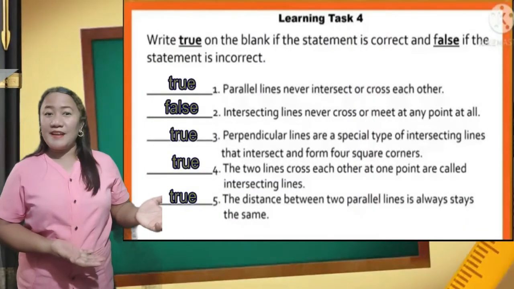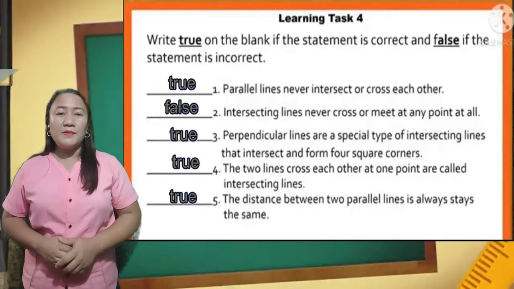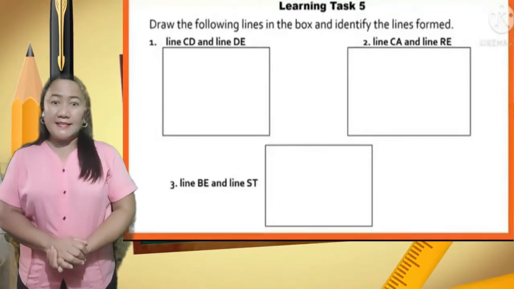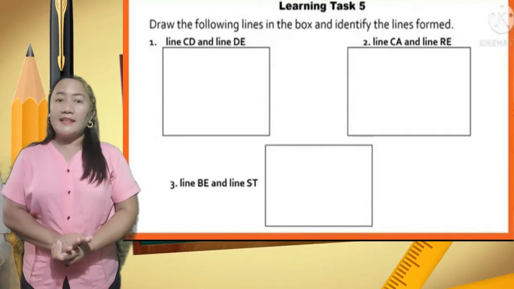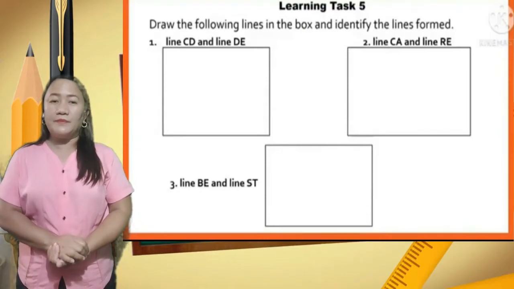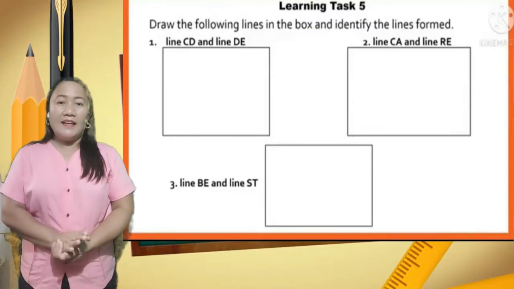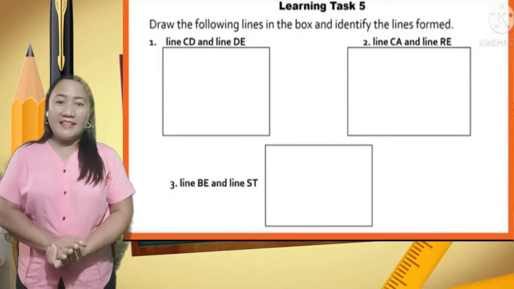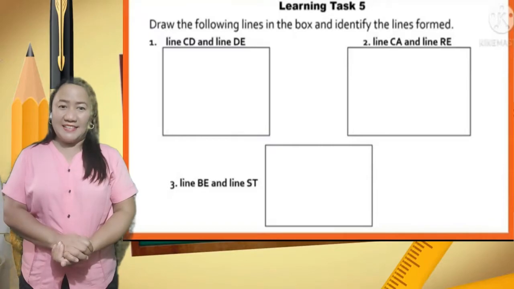Here again are the correct answers. If you again got the perfect score, then you are doing an excellent job. Learning task 5. Draw the following lines in the box and identify the lines formed. Number 1, line CD and line DE. Number 2, line CA and line RE. And lastly, number 3, line BE and line ST.